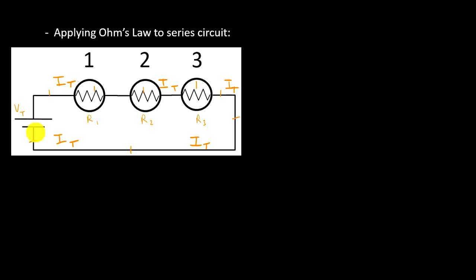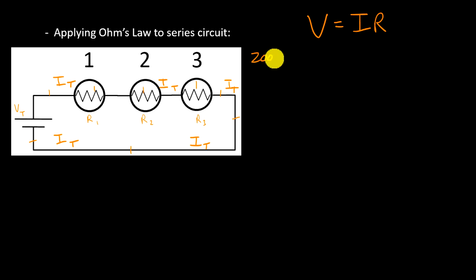We call the voltage from the battery V total, V uppercase T. That's the only thing giving voltage. So it is the total voltage. And Ohm's law, as a reminder, looks like this. V equals IR. I can apply Ohm's law in 2 different ways.